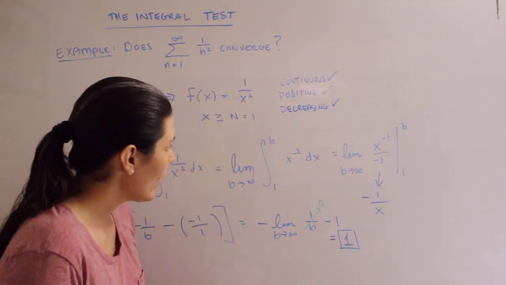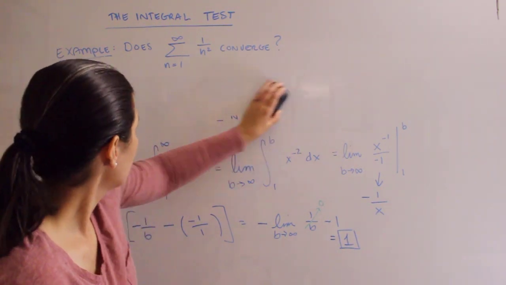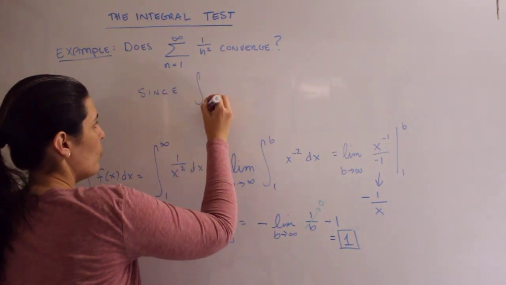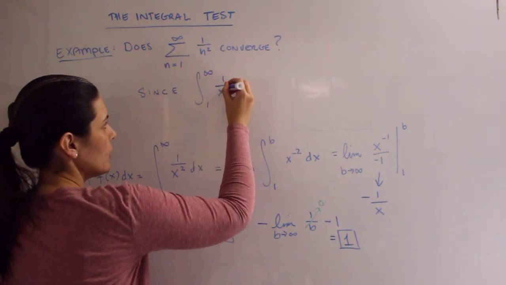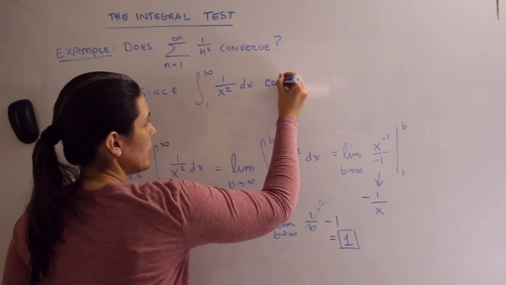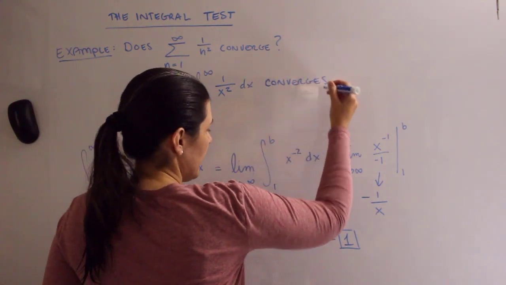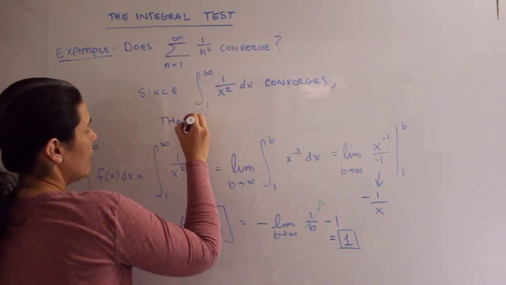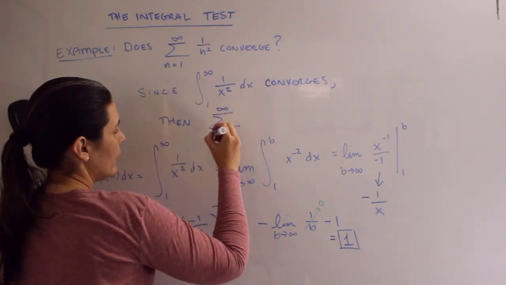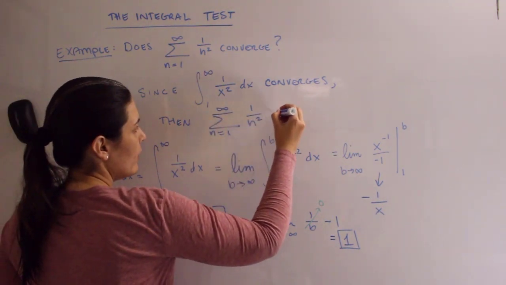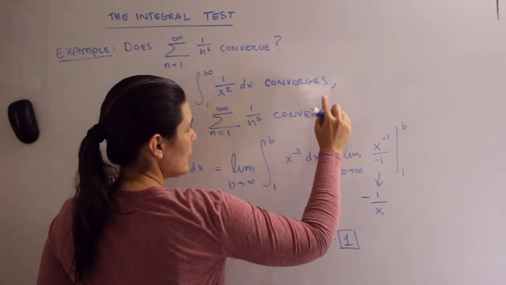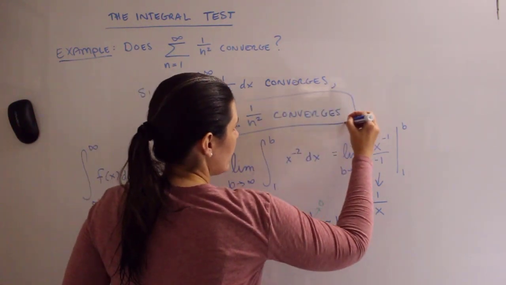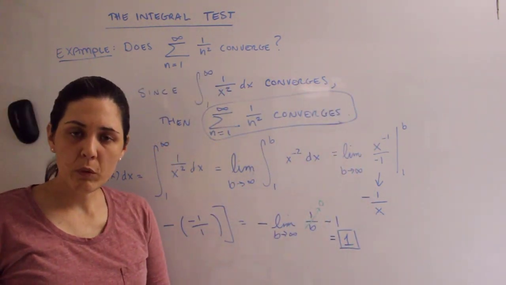Let me write that so it's very clear. Since the integral from 1 to infinity of 1 over x squared dx converges, since we got a nice number out of here, we can say by the integral test that our series, 1 over n squared, also converges. That's the real conclusion: the series converges, and we used the integral test to prove it. And that's how that one works.